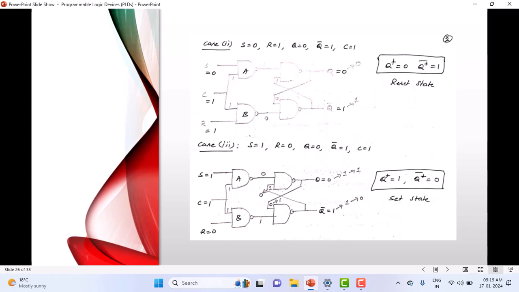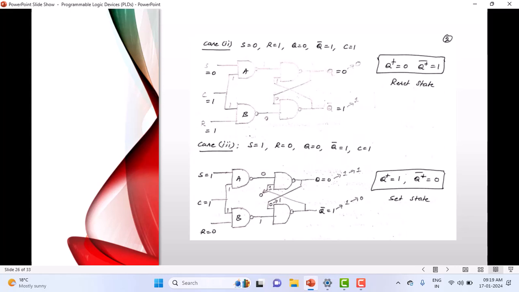S0, R1, Q0, Q bar 0 and 1, C is 1. Look at this, substitute now. 0, 1, 0, 1, 1, 1, 1, 0. 1 comes here, 0 comes here. You already know the truth table for this. For 1 and 0, what is the output? 0 and 1, just reverse.